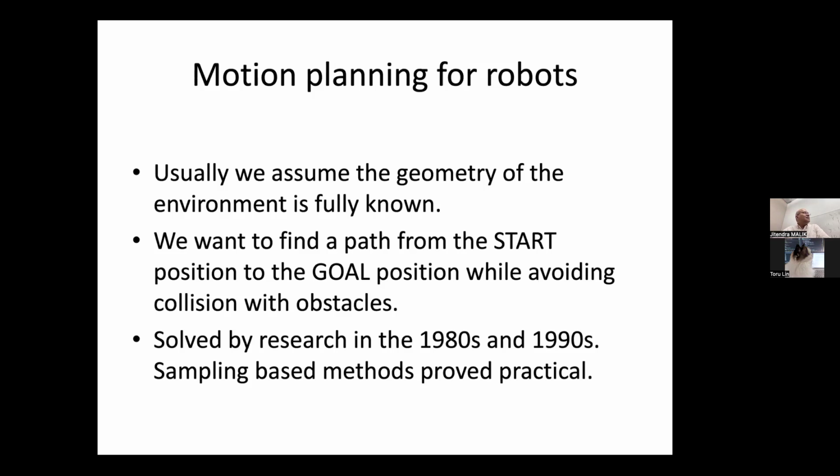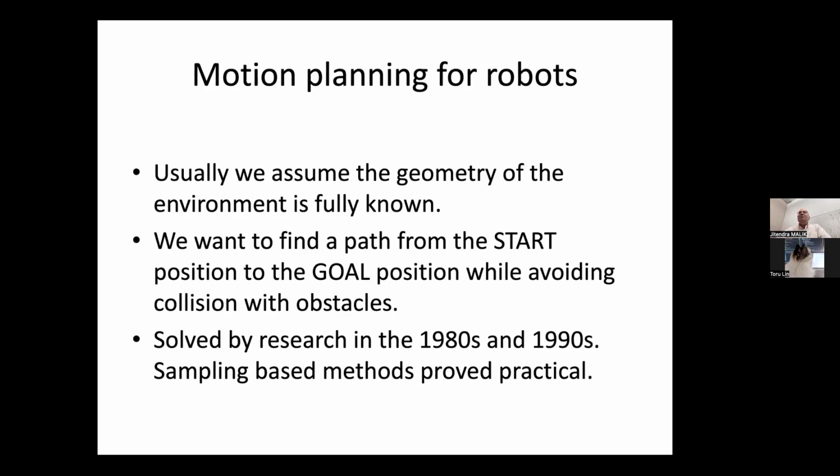So let's start. This is the third segment of my coverage of classical robotics, and this is the problem of motion planning. This was again the burning topic of the 1980s and 90s, but my belief is that by the 90s it was solved. So what's the problem?